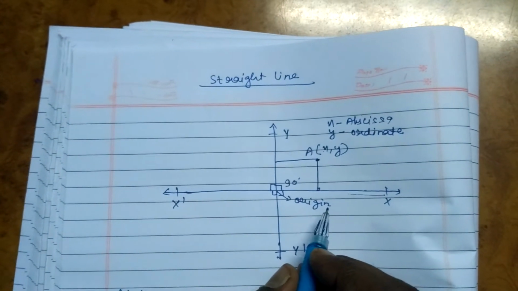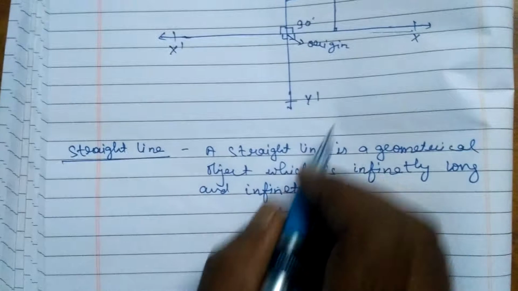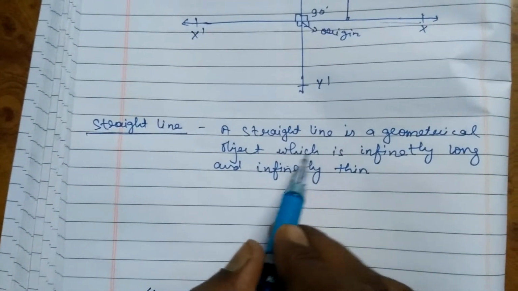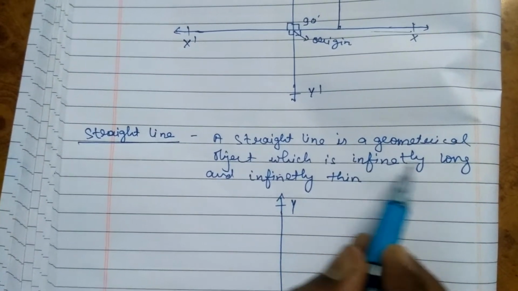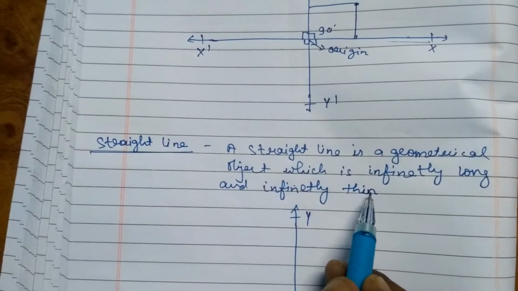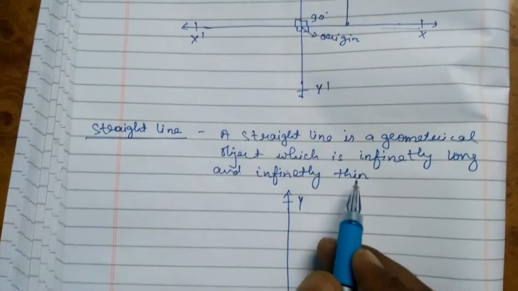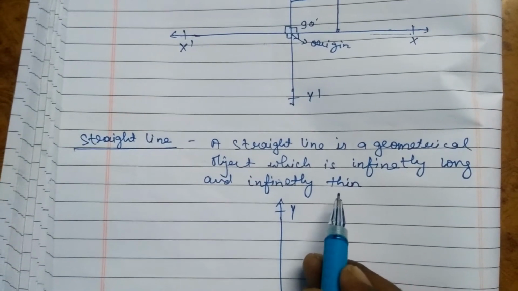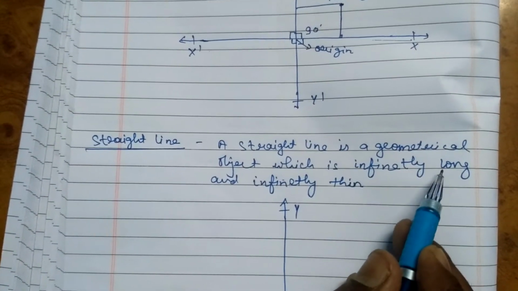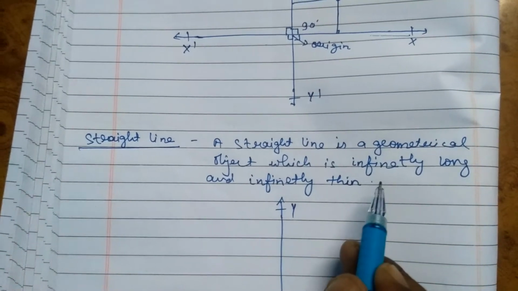Now let's move to the definition of a straight line. A straight line is a geometrical object which is infinitely long and infinitely thin. When you talk about a straight line, it doesn't have a breadth, and it does not have a fixed length.